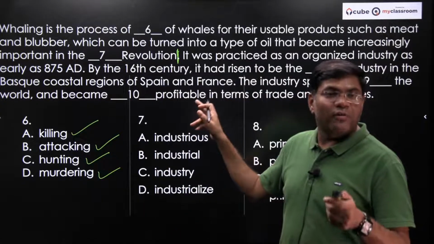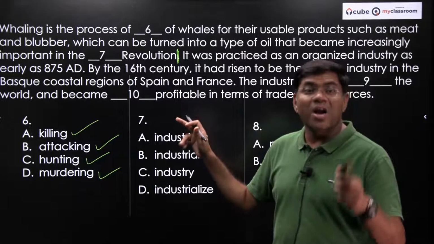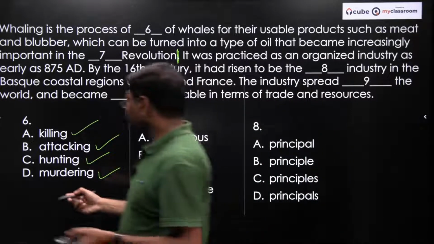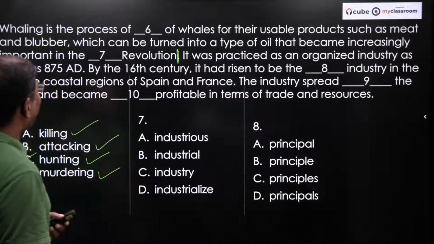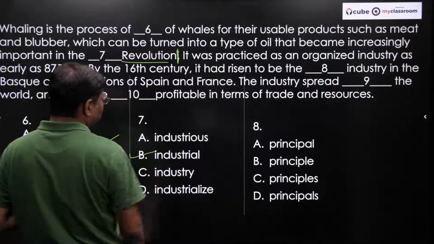And when they do it for gain or for profit, we don't use the word attack or kill. We use the word hunt and not even murder. So this becomes a very, very simple question. You are hunting the whales, right? And what kind of revolution? We all have heard of industrial revolution. So industrial revolution is answer B.